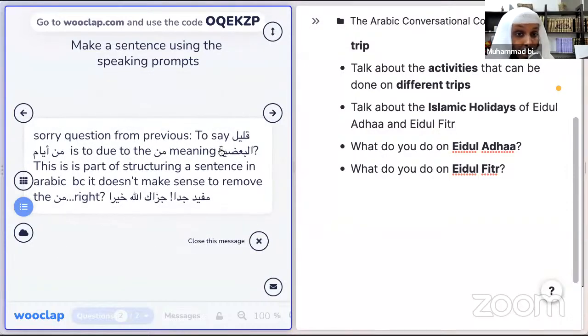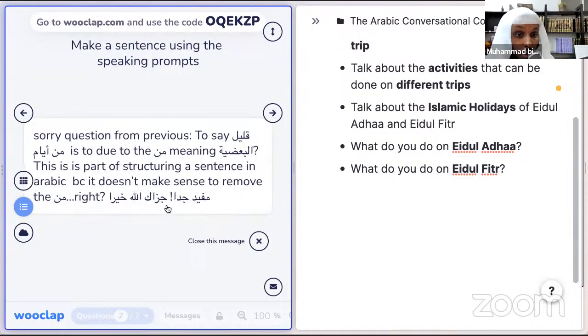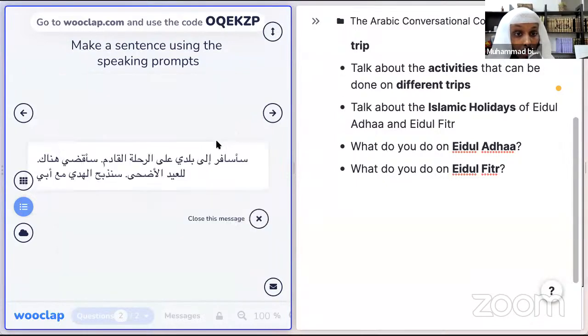Sorry, question from previous. To say قليل من أيام is to do the meaning البعضية. نعم. This part of structuring a sentence in Arabic because it doesn't make sense to remove the min, right? مفيد جدا, جزاك الله خير. Yeah, so if you say قليل أيام, doesn't make sense. يعني قليل it means بعضية, يعني little of what? Of days. يعني a few days basically. I hope I got your question.